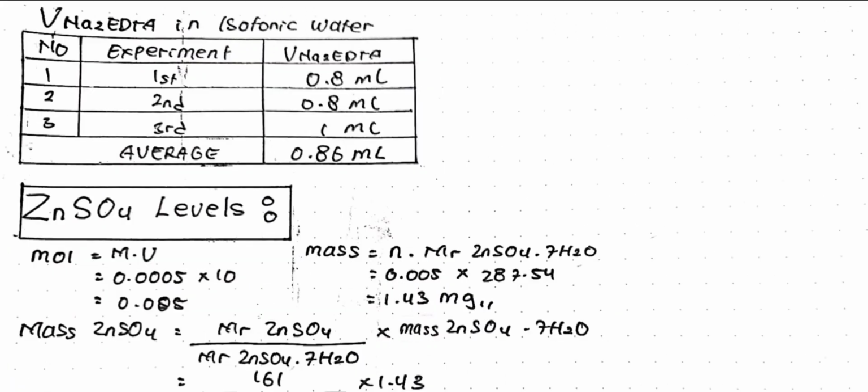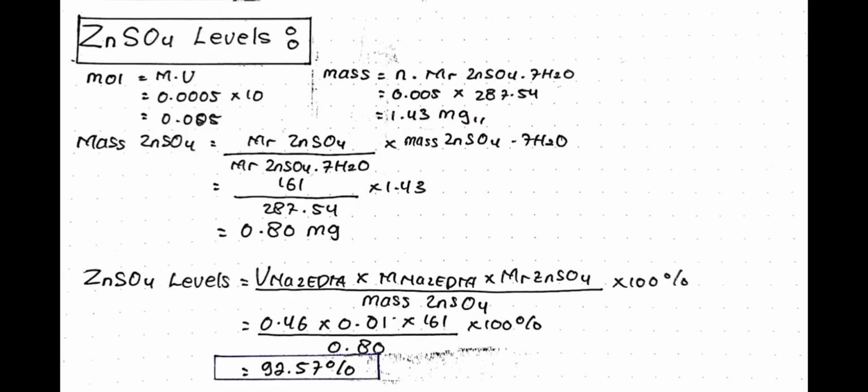Next, the volume of Na2EDTA in isotonic water. In the first experiment, we got 0.8 milliliter, second is 0.8 milliliter, and the third is 1 milliliter. So the average is 0.86 milliliter.